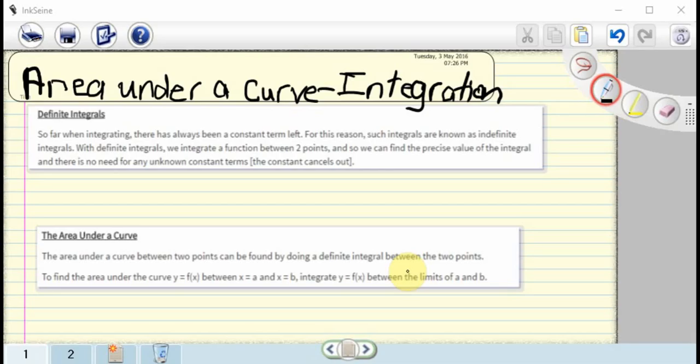Hi guys, today we're looking at finding the area under a curve using integration.